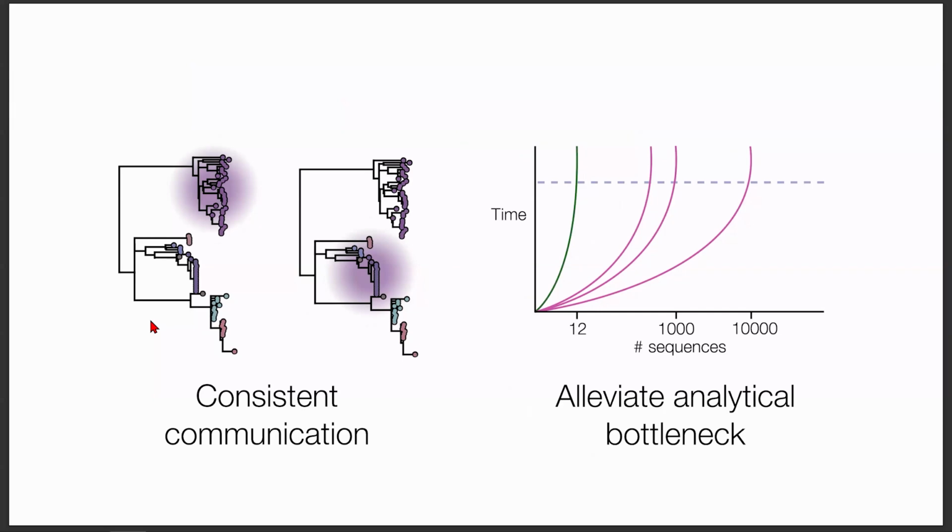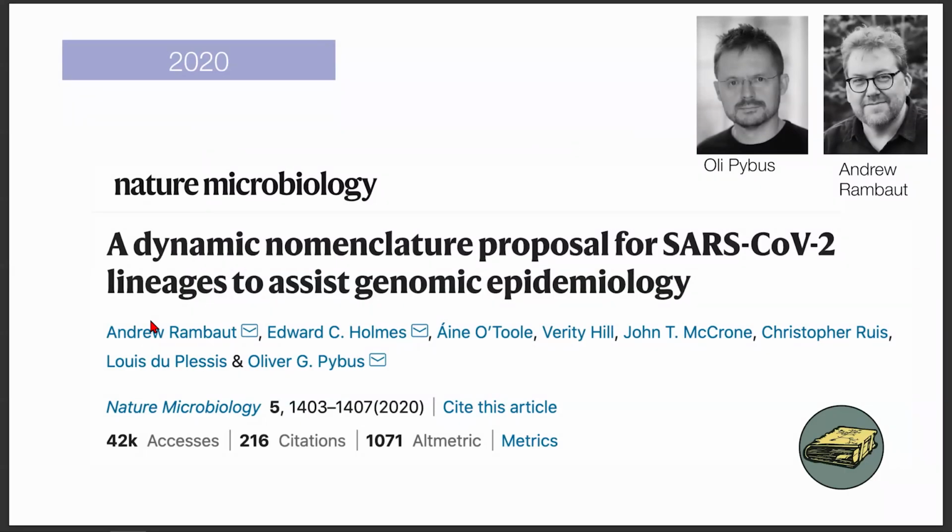So I guess the rationale behind the Pango nomenclature was twofold. We wanted to provide a means of consistent communication across analysis, and also provide some way of alleviating that analytical bottleneck as the number of genomes continued to grow. So early in 2020, we put forward this proposed solution to provide that consistent framework for communication, that later became known as the Pango nomenclature.